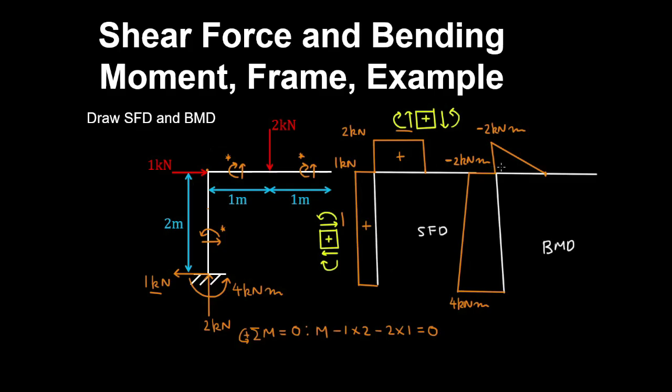So what the bending moments will look like at the joint: for the beam it looks something like this, and for the column it looks something like this. So these will counteract each other such that the net bending moment at the joint is 0.